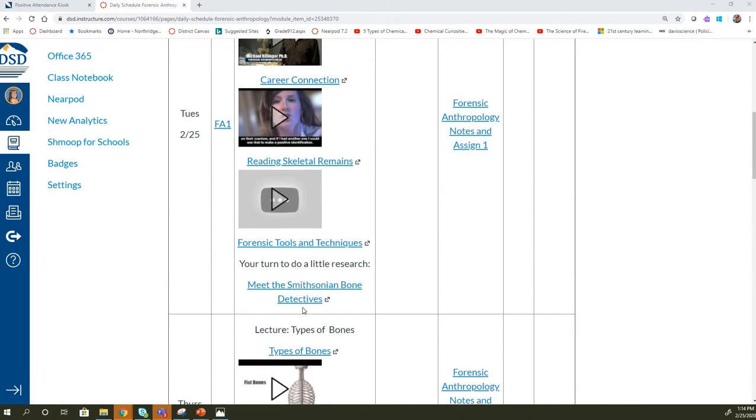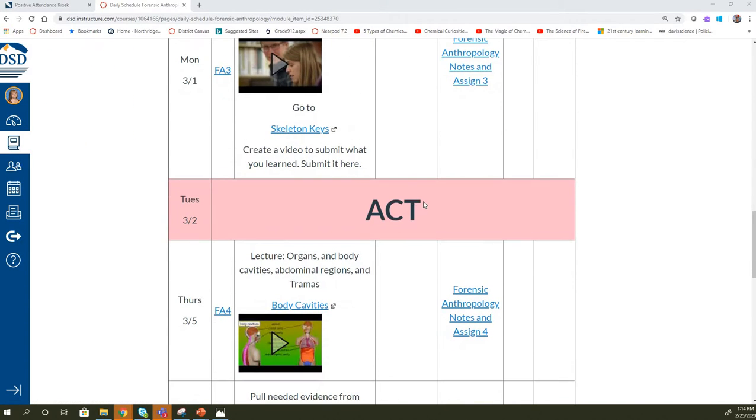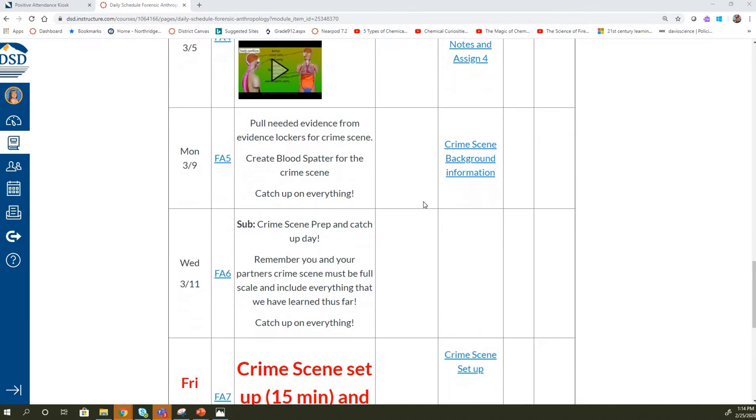First up, today we are going to go through several different things about bones, and then when we get to the end, you're actually going to do some research down here. You're going to turn that all in as notes and assignment in one thing right here. We'll do several different things coming up. We've got the ACT coming up.